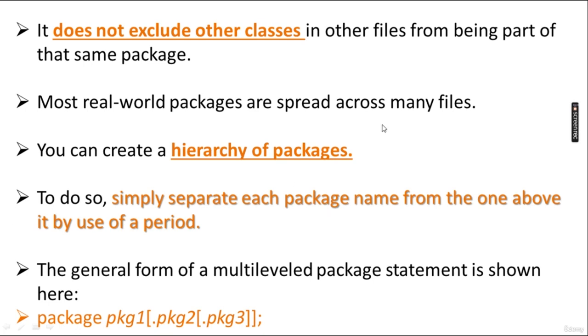Most real world packages are spread across many files. You can create a hierarchy of packages: one package can have another package, which can have another package. To do so, simply separate each package name from the one above it by use of a period, like package1.package2.package3.classname. The general form of a multi-level package statement is shown here: package1.package2.package3. The second and third are optional, but when you are creating a package, package1 is compulsory.